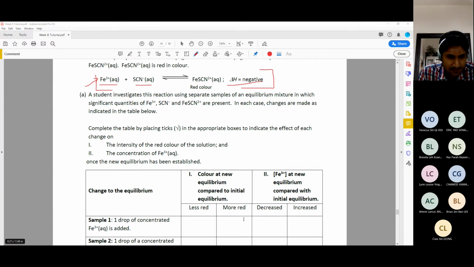In this case, the iron is added, so is the reaction going right or left? The reaction will proceed forward, right? Because the concentration of iron increases, so it becomes more red. And the iron at the new equilibrium compared with the initial equilibrium will be increased. Of course, when it is going forward, the product is increasing, and this means iron thiocyanate is increasing as well.